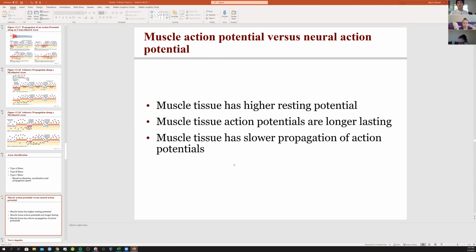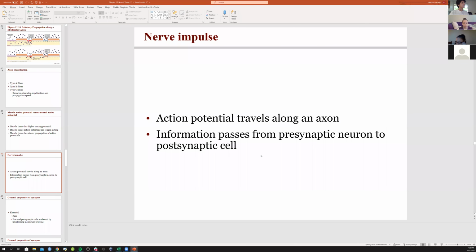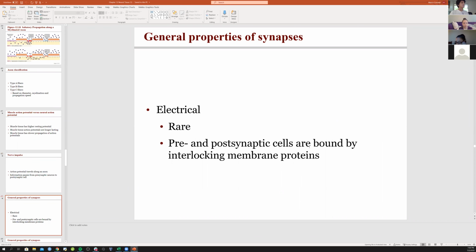Whenever we get to muscle, we're going to look in depth at the action potentials in muscles and their propagation. Nerve impulse, presynaptic, postsynaptic synapses. For the most part, you have chemical synapses, right? One neurotransmitter going to the next. But there are electrical synapses in which there is a continuous exchange of ions from one neuron to the next.